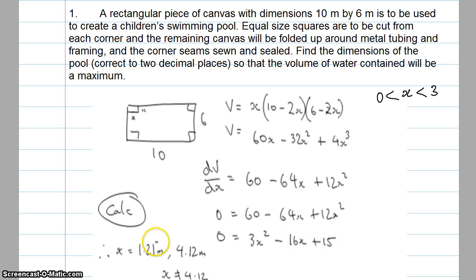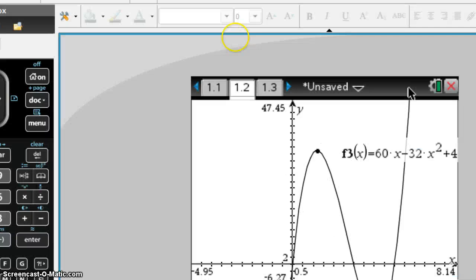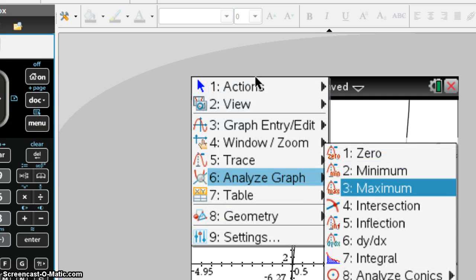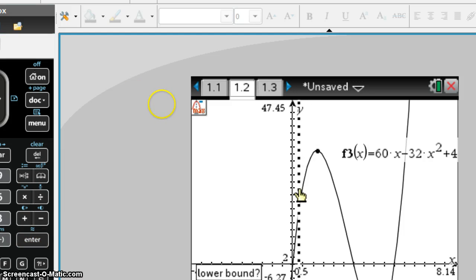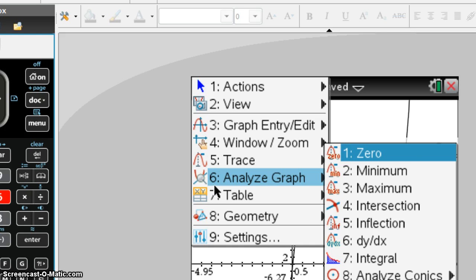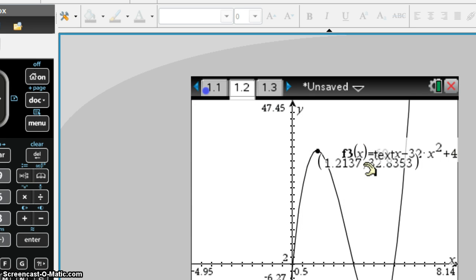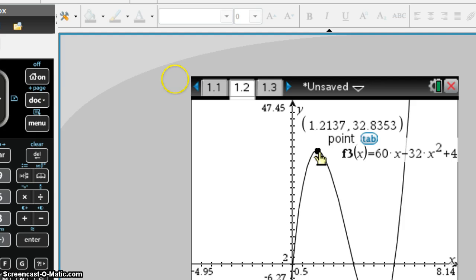But it does say to use the corrected 2 decimal places, so I can use the calculator at this point. So when I go to my calculator, if I did the solve function, I'd find 2 answers. One of them's outside of my domain, but let me just prove that the other answer is correct. So I'll find the maximum here, and it asks me for the lower bound and then the upper bound, which is 3. So my x value is 1.21, correct to 2 decimal places, and my y value is 32.884.